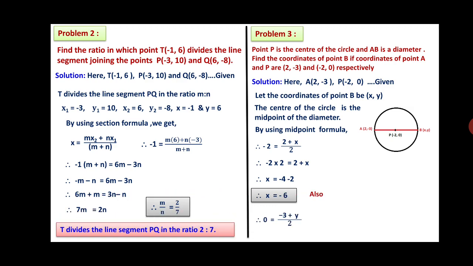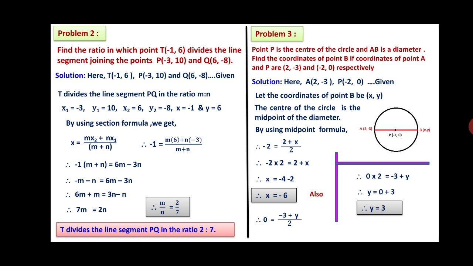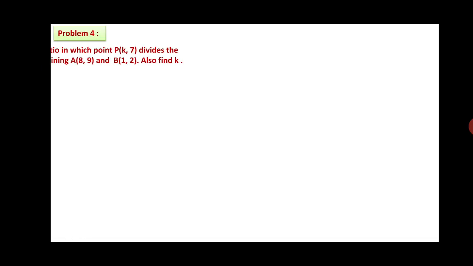Similarly, we can write 0, that is y's value. 0 is equal to (-3 + y)/2. Therefore, we can write that 0 into 2 is equal to -3 plus y. Therefore, y is equal to 0 plus 3, that leads to y is equal to 3. Therefore, you can say the coordinates of the point B are (-6, 3). Very easy problems, you can easily understand this. You have to practice them properly.